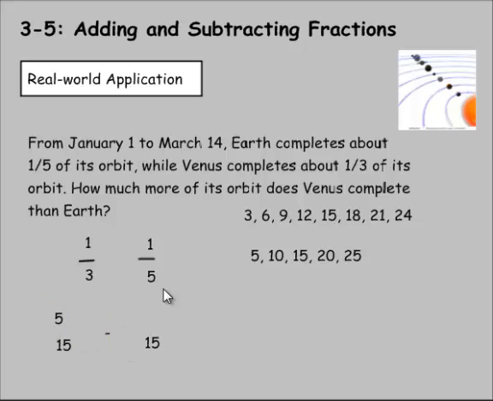What do we multiply 5 by? We multiply that times 3. So it'd be 1 times 3, which would be 3 over 15. So 5 over 15 minus 3 over 15. 5 minus 3 is 2. So 2 over 15 is our answer. And that doesn't get any more simplified, so 2 over 15 would be the answer.